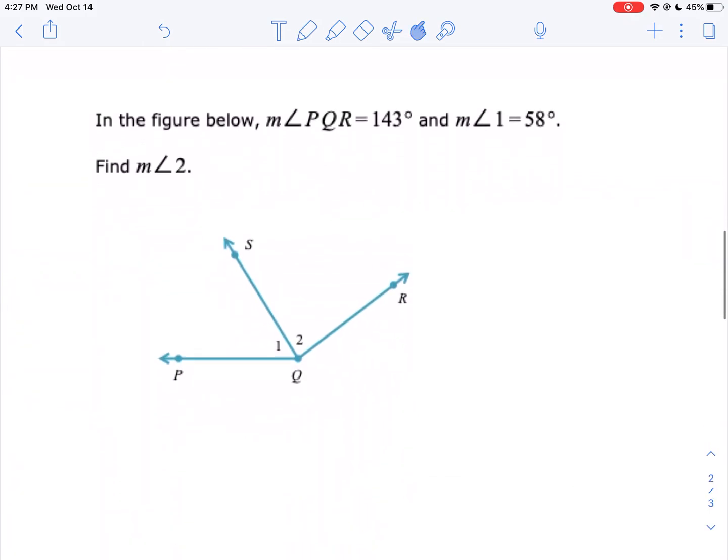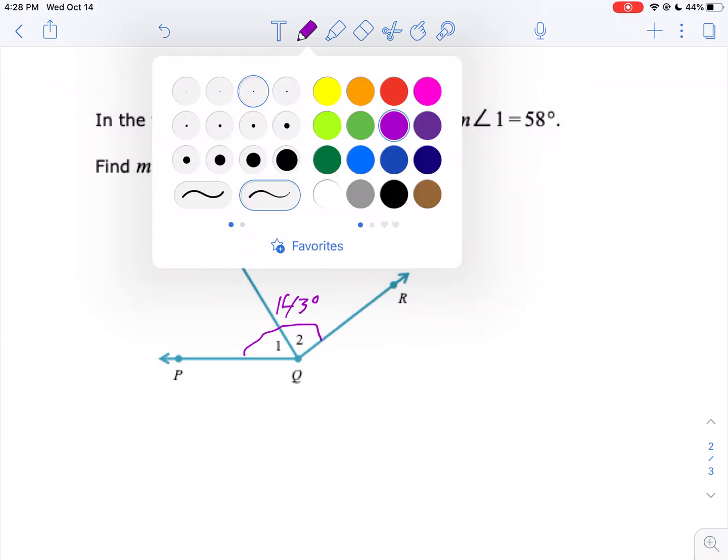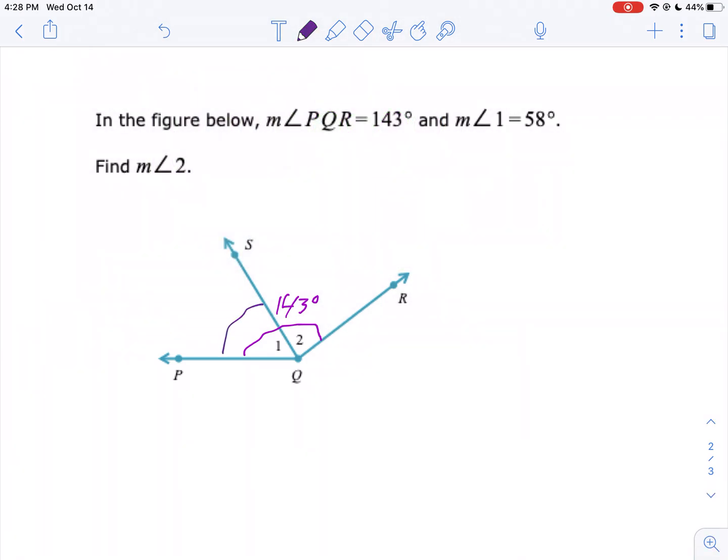When we take a look at this problem, this is where I would like to see a little bit of work. You don't need a lot of work, but you need a little bit of work. Part of your work, you could take this shape and put it into your work. Just copy. You don't have to copy down the problem, but copy down the shape. Now we're told angle PQR is 143 degrees. So I'm going to put that in here. So P to Q to R, this whole angle is 143 degrees. We're also told angle 1, let me use a different color here, angle 1 is 58 degrees. And you're supposed to find the measure of angle 2.